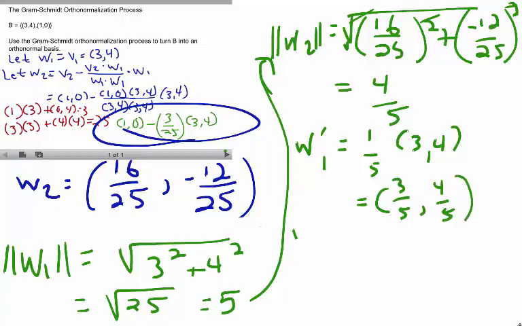For W prime sub 2, we take the reciprocal of our magnitude of W sub 2, so 4 fifths is rewritten as 5 fourths, and we multiply this by W sub 2, which we obtained earlier, 16 over 25 and negative 12 over 25.